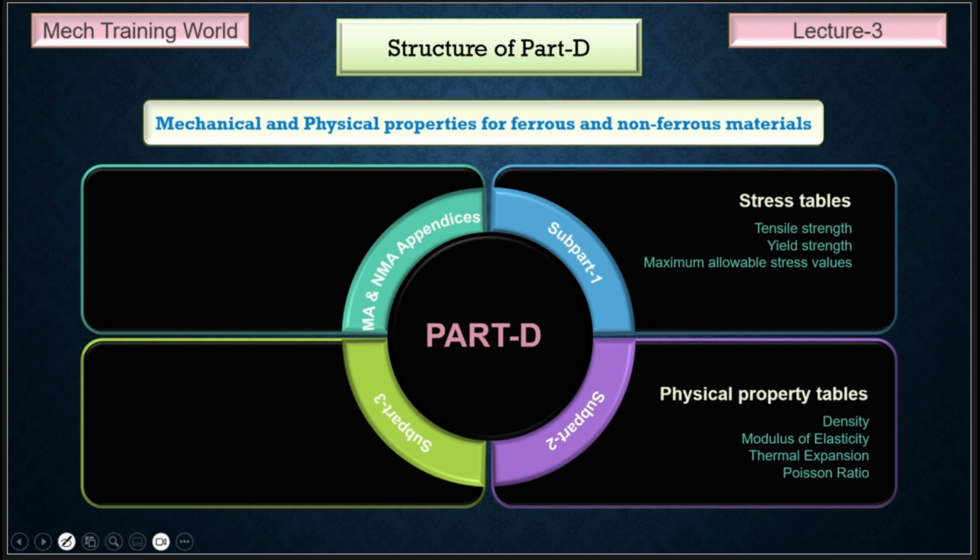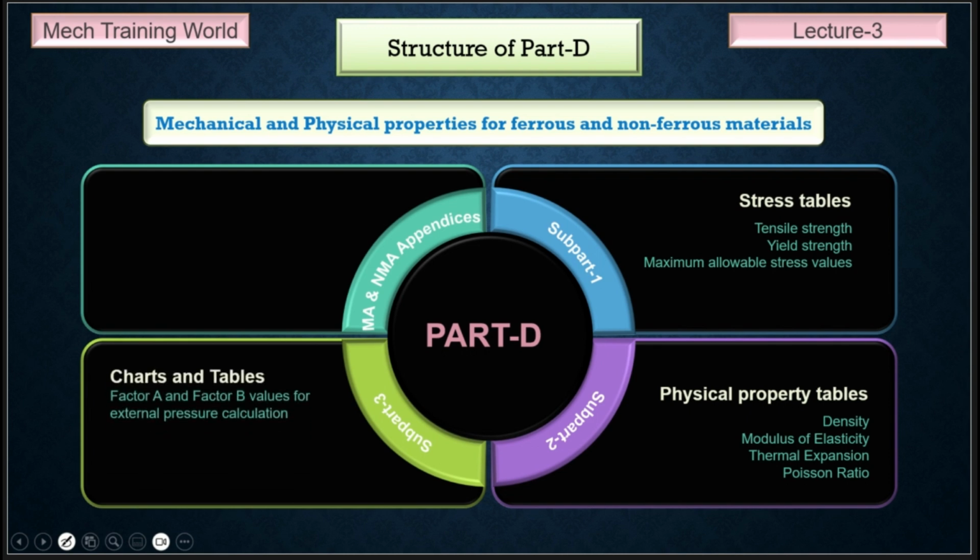This subpart 2 mainly covers physical properties such as density, modulus of elasticity, thermal expansion, and Poisson ratio values. If you see, subpart 1 covers mechanical properties and subpart 2 covers physical properties. And next one is subpart 3.